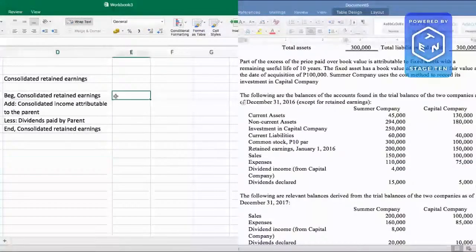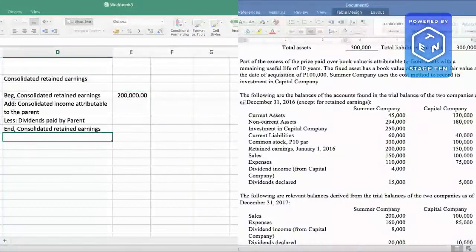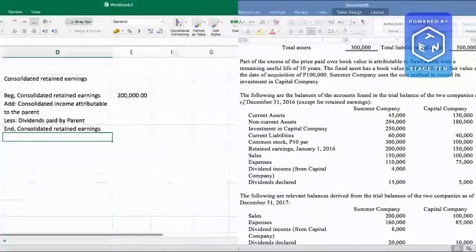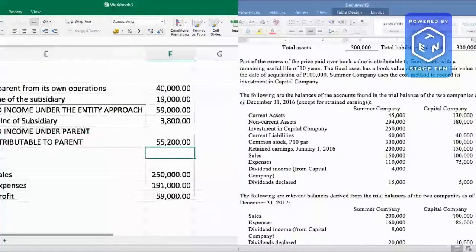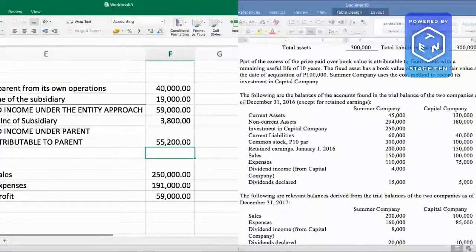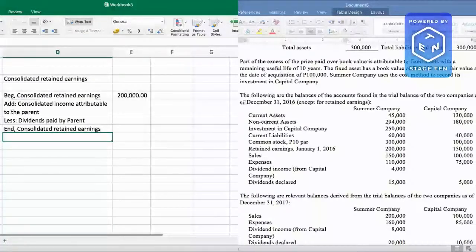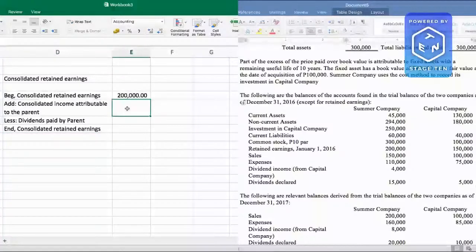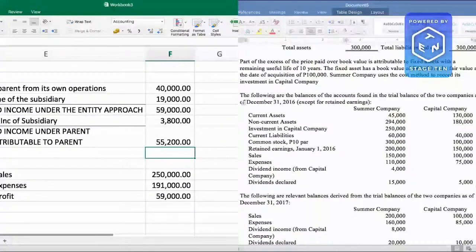So we will have here 200,000. And then add consolidated income attributable to the parent, which we have solved earlier. Okay, it's not the 59,000, it's the 55,200. Again, class, this is attributable to the parent only, not consolidated income. 55,200.